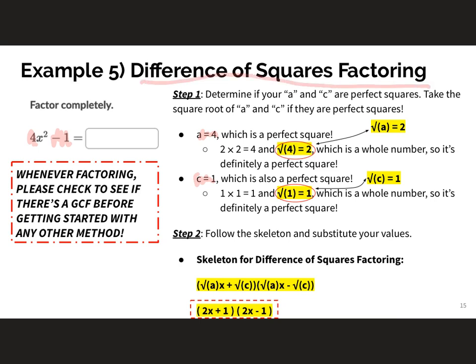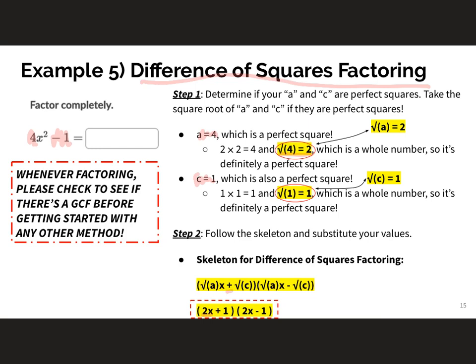When I do my difference of squares factoring, I want to follow this basic skeleton or structure to help me. I know it looks really complicated, but let's just look through it. I want to do the square root of A times x, and my A is 4. I know the square root of 4 is 2, so this is going to be 2x.